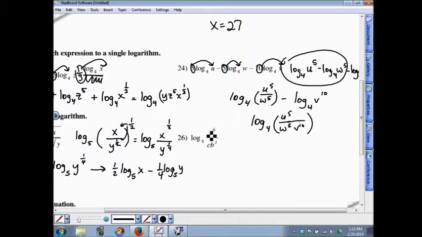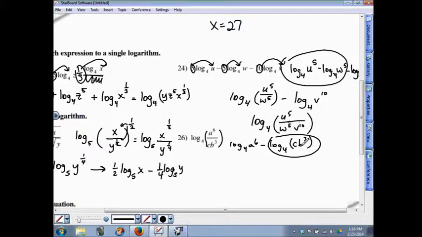Now in 26, we have a couple things going on. We have a quotient, but also we have a product down there at the bottom of the quotient. So we need to expand the quotient first using subtraction. This becomes the log base 4 of a to the 6 minus log base 4 of c b to the 3rd.